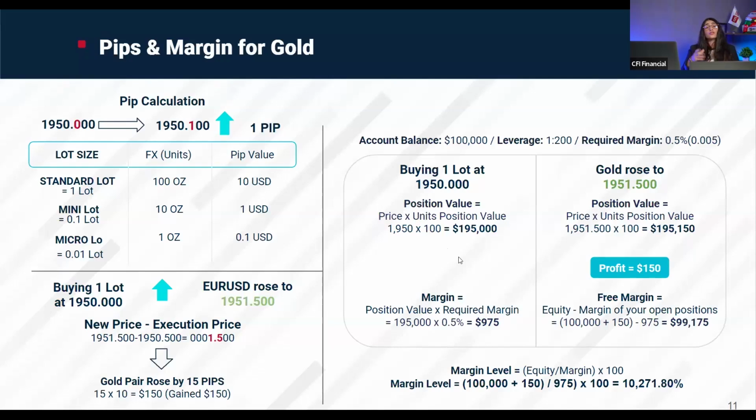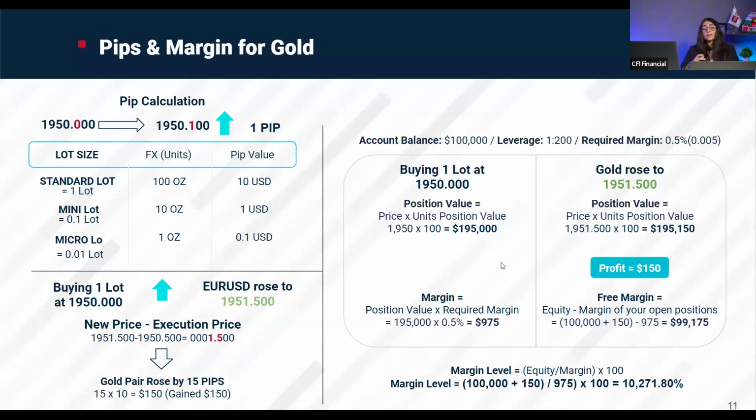However, we have a leverage of 1 to 200. Since we have leverage, we just need a small amount to be able to open the trade. That small amount is going to be the margin. To be able to calculate the margin, you need to take your position value and multiply it by the required margin. So my position value is 195,000. I multiplied by the required margin, which is 0.5%. I just need to have $975 to be able to execute the trade.